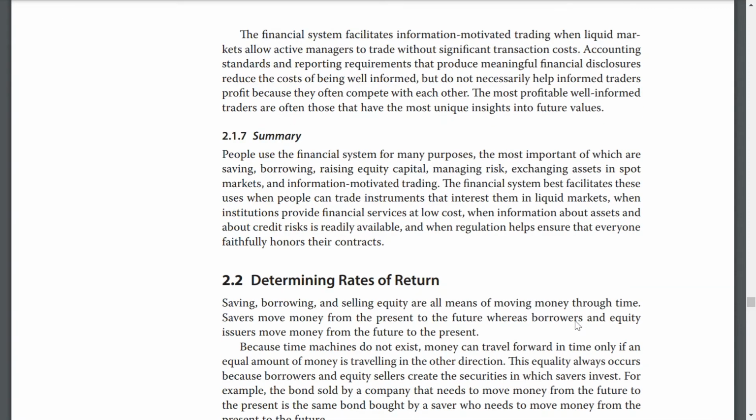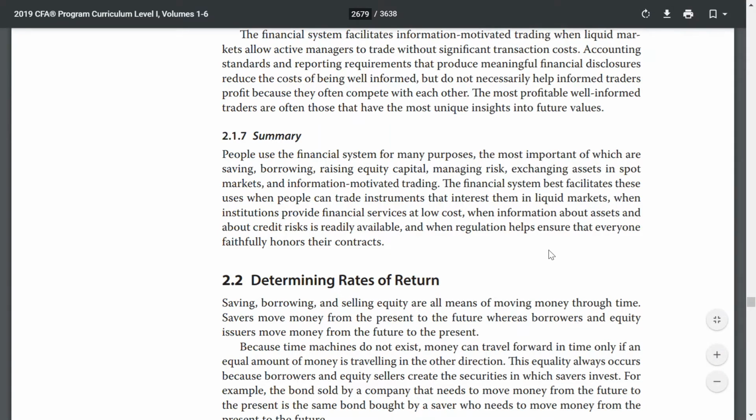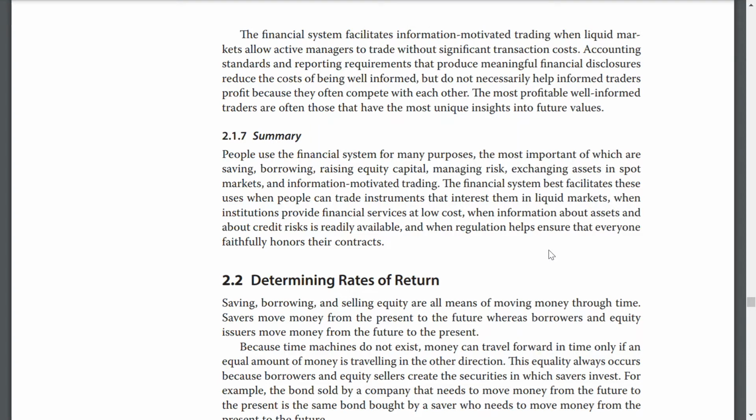Summary: people use financial systems for many purposes, the most important of which are saving, borrowing, raising equity capital, managing risk, exchanging assets in spot markets, and information-motivated trading. The financial system best facilitates these uses when people can trade instruments that interest them in liquid markets, when institutions provide financial services at low cost, when information about assets and about credit risks is readily available, and when regulations help ensure that everyone faithfully honors their contracts determining rates of return.